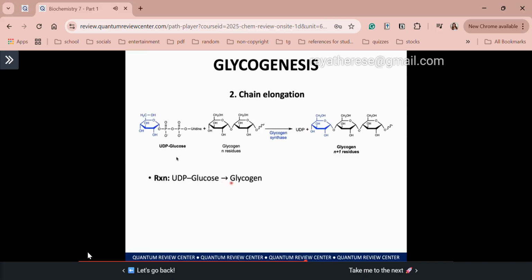UDP glucose will be converted or will be added to your glycogen, eliminating UDP, and this will be used again for another round of your glucose activation. Class, remember the enzyme, glycogen synthase. So here, it is also the regulated enzyme of your glycogenesis pathway.